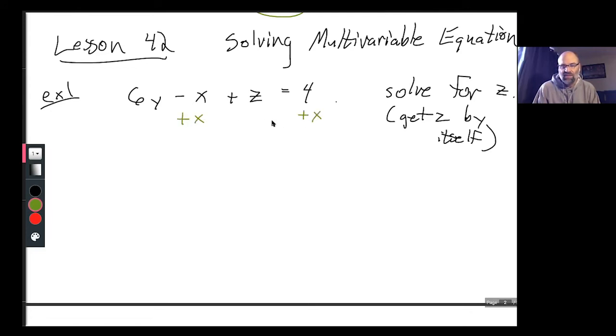Okay, and then I'm left with 6y plus z equals what's 4 plus x? 4 plus x. That's right. Okay. Now I'm solving for z. So how do you get rid of 6y? Well, it's being added. So get rid of 6y by subtracting. z equals, what's 4 plus x minus 6y?